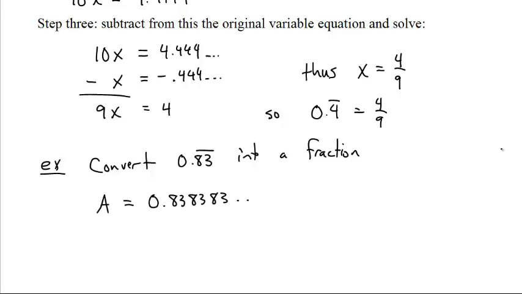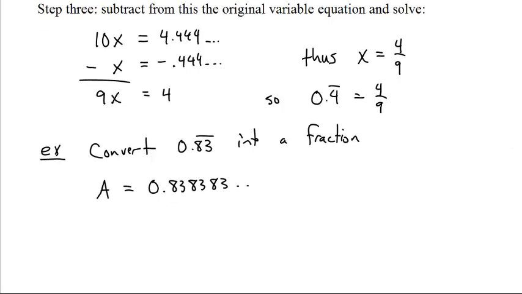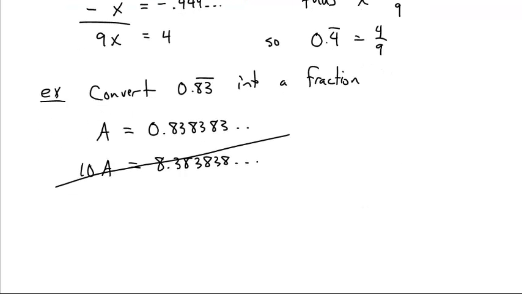Step 1, let some variable a equal 0.838383 forever. Now, if we multiply a by 10, we move the decimal place over 1, and we get 8.38383838, and we can't do the subtracting and have everything go away, because 8.383838 minus 0.838383 is not just 0. So we don't do that. What we do instead is multiply by 100, because when you multiply by 100, the decimal moves over 2 places, and now we have the 0.838383 again.